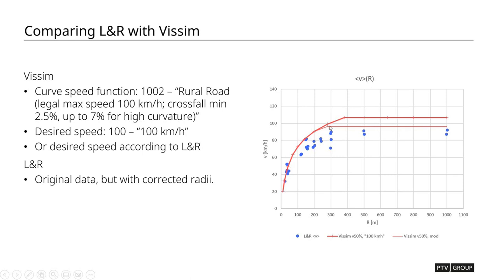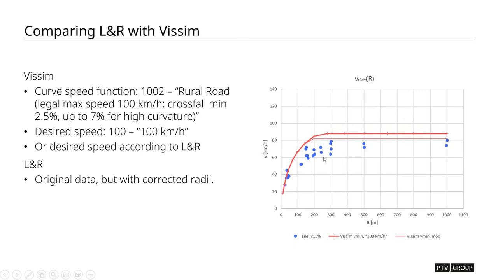That we use the Schimmelpfennig function, which models car drivers who do not have a speed limit in mind. Yeah? The speed limit only comes into play with the desired speed, which caps the curve speed function. If you want to consider the speed limit explicitly, then you need to modify the defaults.